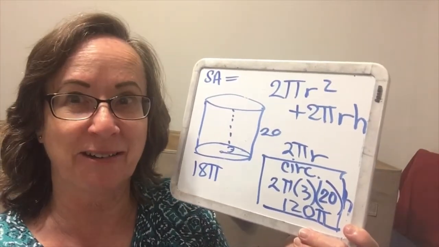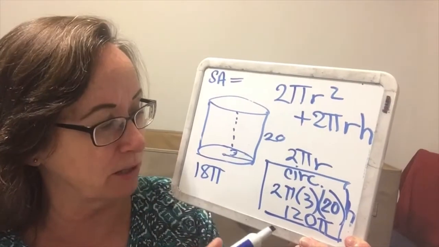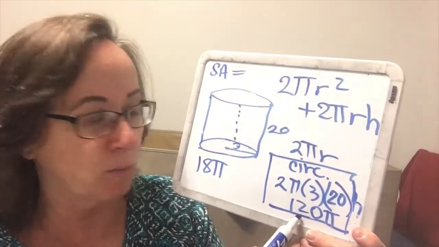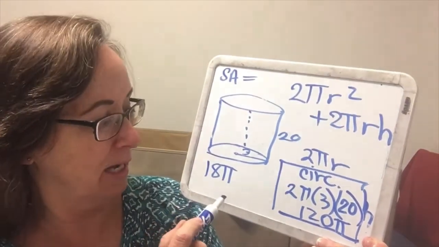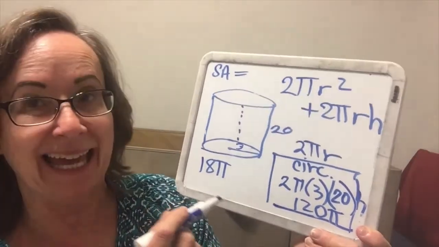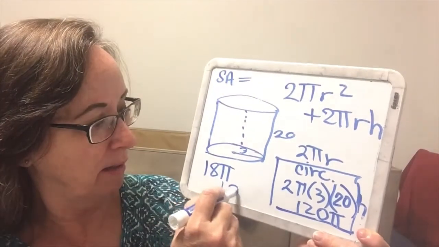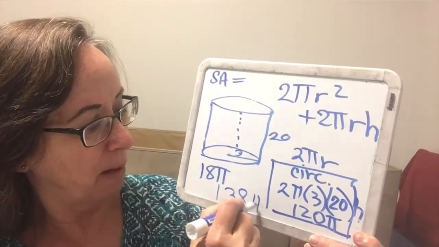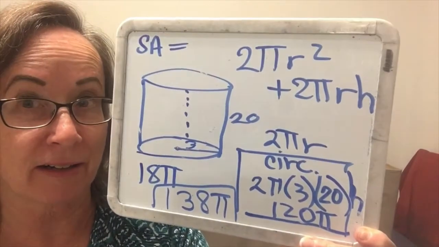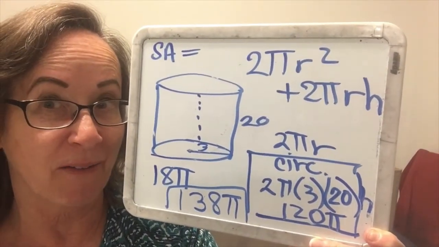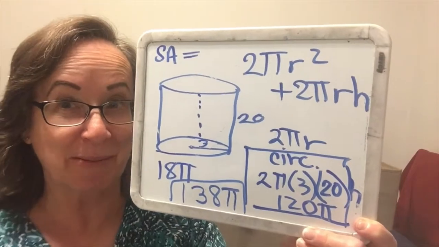So to find the total area of the whole figure, the total surface area, it's 120 pi plus 18 pi, which would be 138 pi. 138 pi is the surface area of the whole figure. So now we're going to do some practice problems.